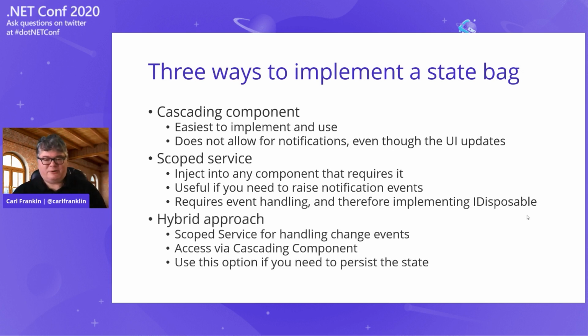Now, there's a hybrid approach, and I think this is really good because it is a cascading component around everything, but then the app state is a property of that component, and we can still get control if we want to do the event handling wherever we need it, but we don't have to. And same with the scoped service. You don't have to handle the events if you don't want to. The events aren't for updating. It's going to update because it's bound. Properties will update automatically. This is only if you need notification.